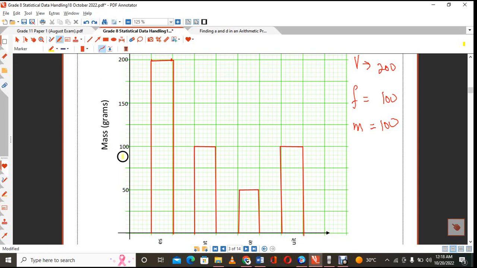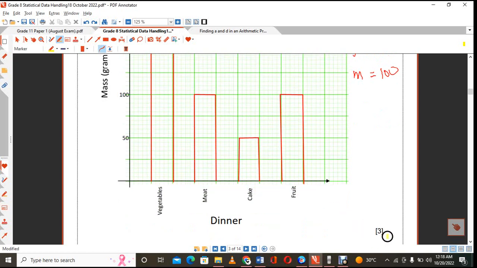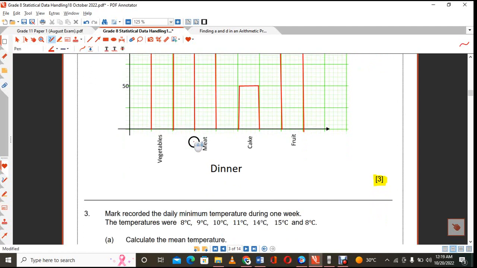Okay, 4 marks or 3 marks for that, because I gave you 3 marks because the meat and the fruit is exactly the same height. Okay, let's go to the next question.